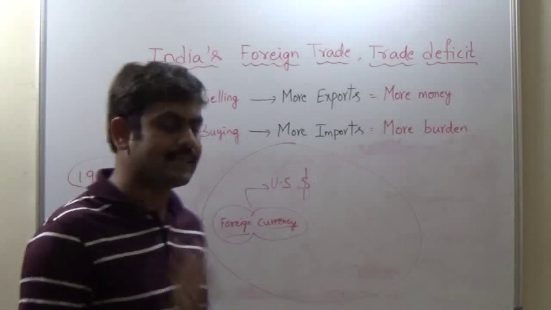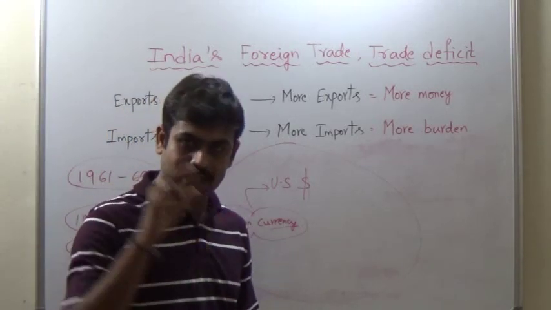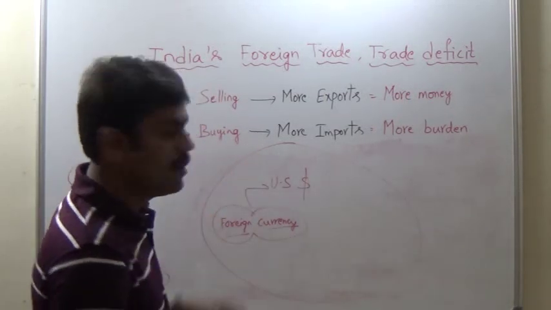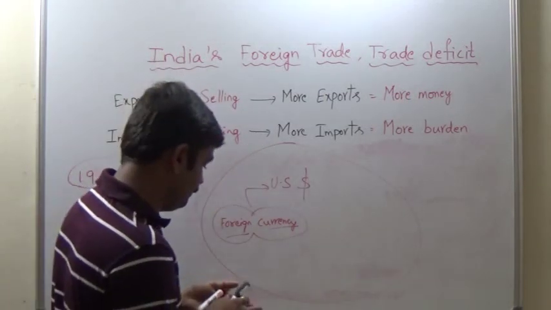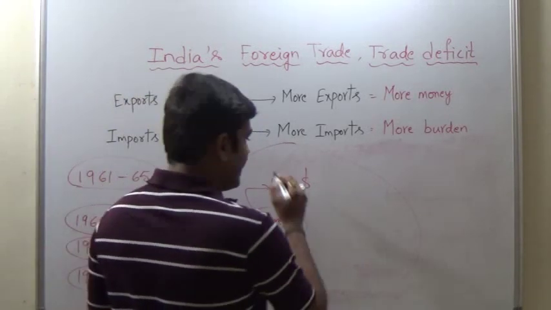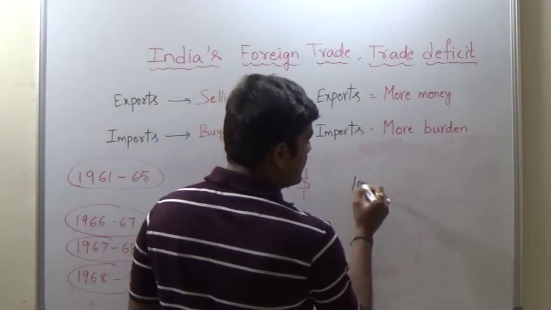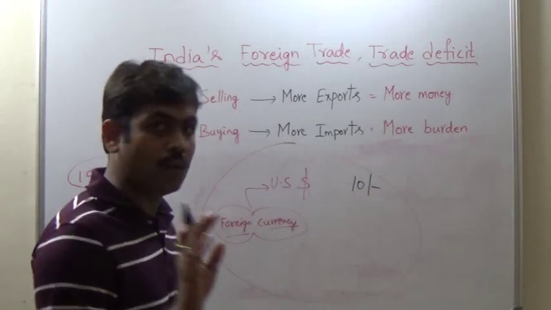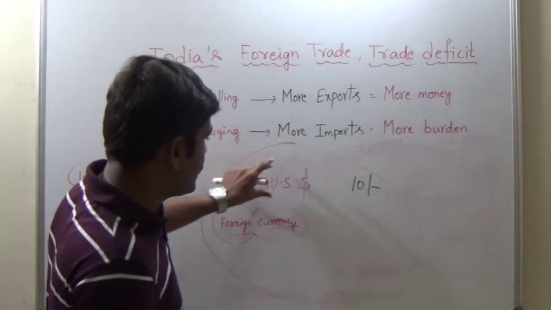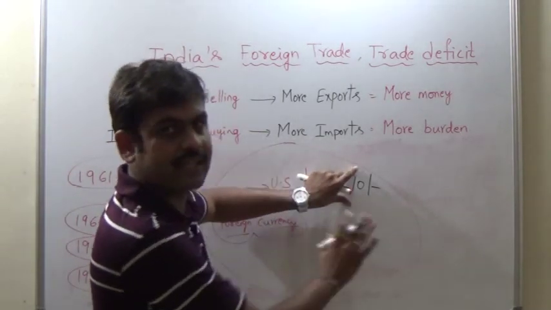What is this pegged system? Pegged means something fixed. So here in a pegged system means, for example, say that 1 US dollar is always something around 10 rupees. I am speaking about the situation in 1973-74. So 1 US dollar is always 10 rupees. It is pegged, it is fixed.